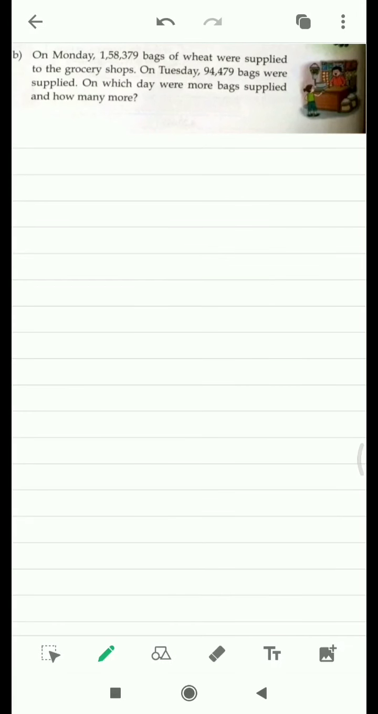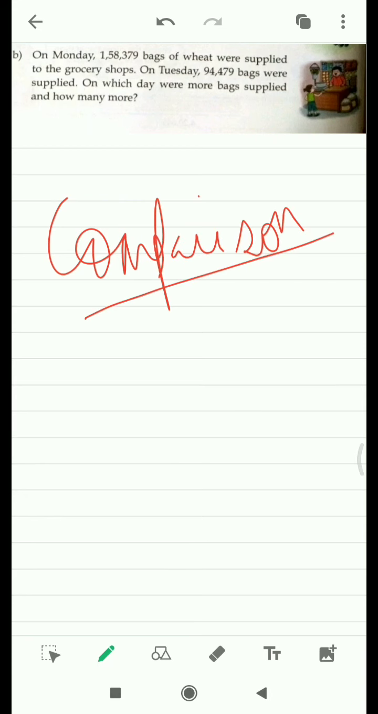Next, on Monday, 1,58,379 bags of wheat were supplied to the grocery shop. On Tuesday, 94,479 bags were supplied. On which day were more bags supplied, and how many more? I told you, whenever we talk about comparative data, whenever you see comparison, we always proceed with the subtraction.